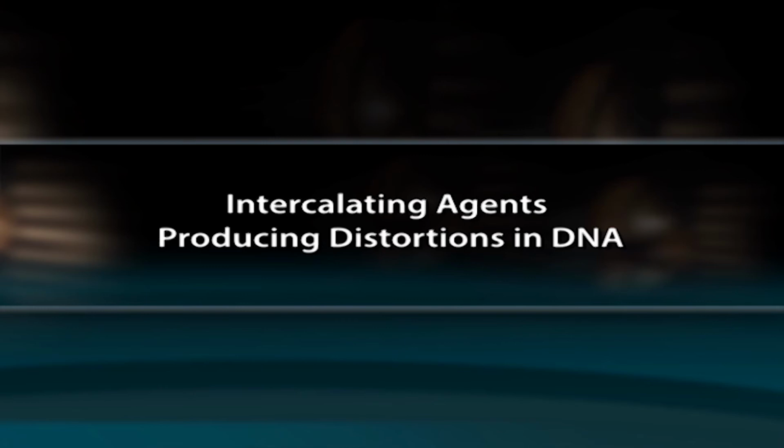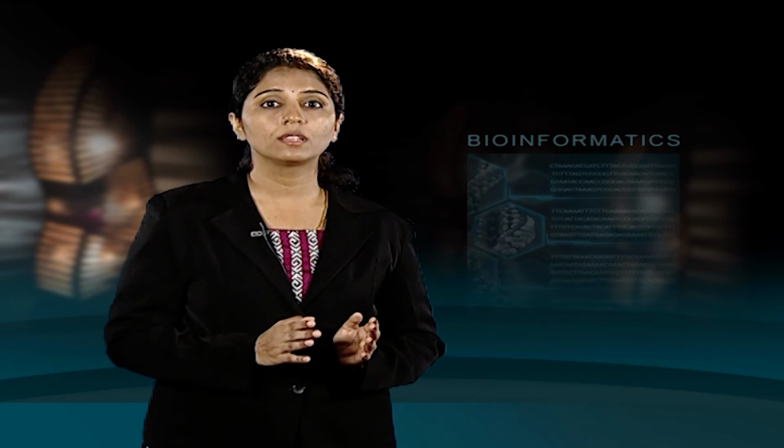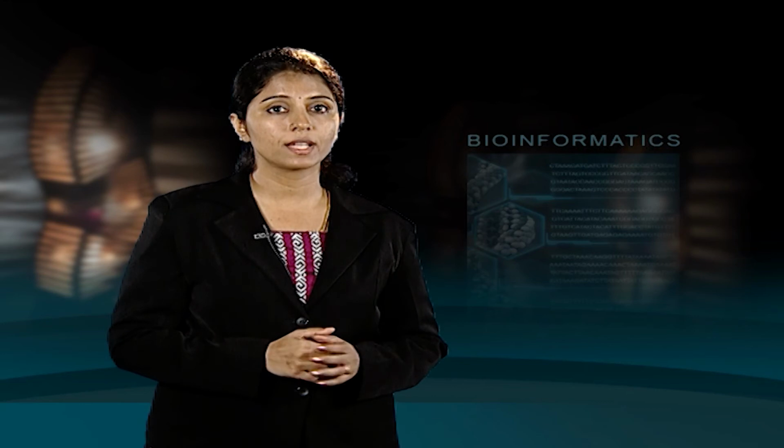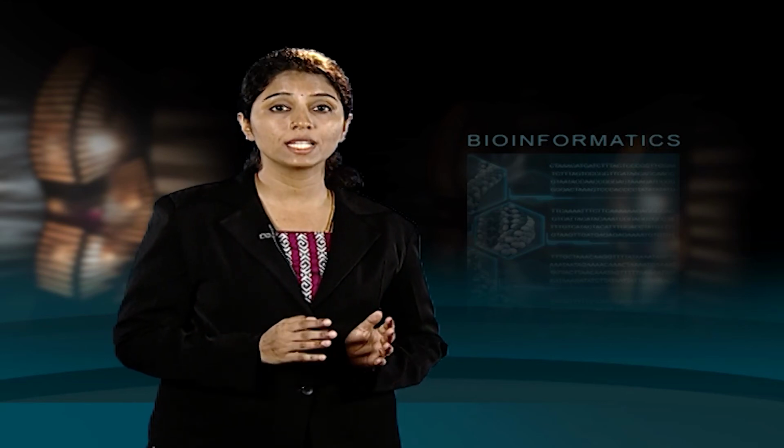Intercalating agents producing distortions in DNA. The intercalating agents form another important class of DNA modifiers. This group of compounds includes proflavin, acridine orange and a class of chemicals termed ICR compounds. These agents are planar molecules which mimic base pairs and are able to slip themselves or intercalate between the stacked nitrogen bases at the core of the DNA double helix. In this intercalated position, the agent can cause single nucleotide pair insertions or deletions.